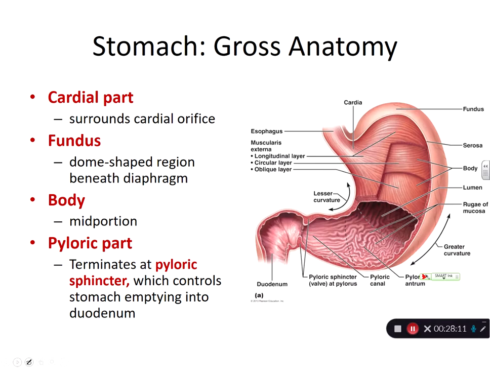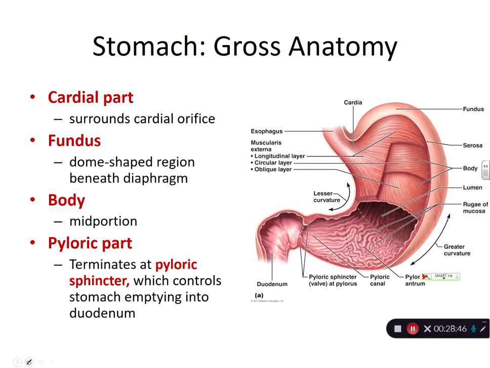So the parts of the stomach: up at the top where the esophagus is dumping in, remember that sphincter muscle, sometimes we call it the cardiac sphincter. So this part up at the top is called the cardial part. Okay, this is closest to the heart. It surrounds the cardial orifice. The fundus is this rounded bulge of the stomach. The body is all this mid portion. And then the pyloric part is the end of the stomach, right before you get into your small intestine.